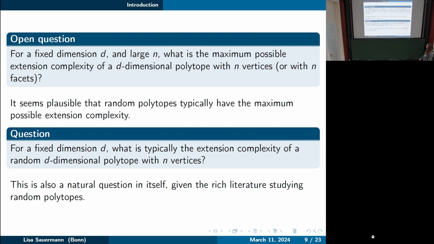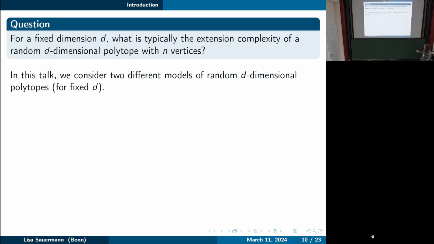Let's say we fix a dimension d. What's the typical extension complexity of a random d-dimensional n-vertex polytope? Of course, the question is what model of random polytopes you take, and there are many interesting models. I'm not claiming that the ones we considered are the most natural in this context. They were just the ones we happened to consider because they gave us the best angle of attack. But I think it would be very interesting to also study this question for other random polytope models.